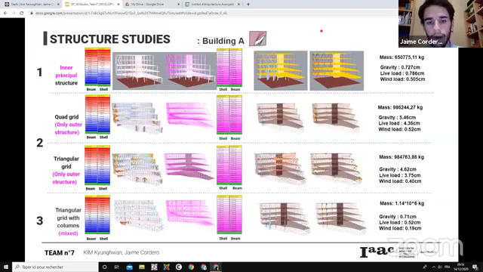We studied how it would be with just an outer structural quad grid, but it had a lot of utilization and a huge mass. So then we studied with a triangular grid, only outer grid, but it still had high utilization. So we had to combine them with a triangular grid and some columns on the inside.